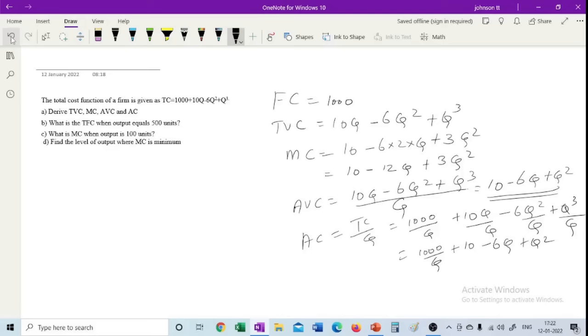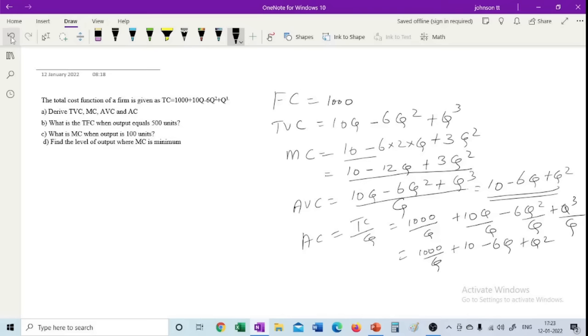Then the next part of the question is, what is marginal cost when output is 100 units? So to find that, just substitute the value 100 in the marginal cost function. We have already derived that the marginal cost is 10 minus 12q plus 3q square. So to that equation, we substitute the value of q as 100.